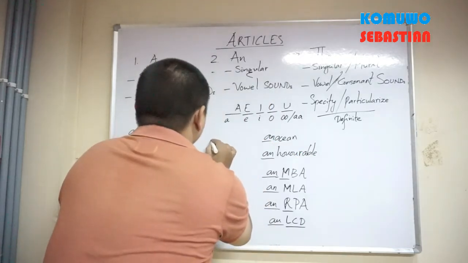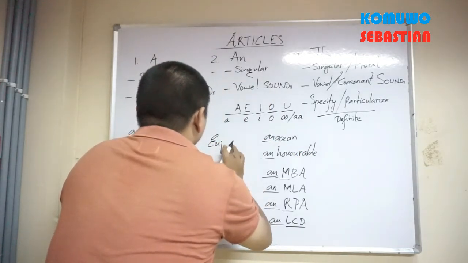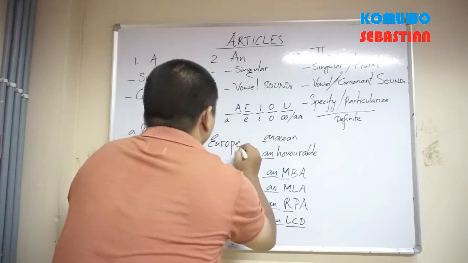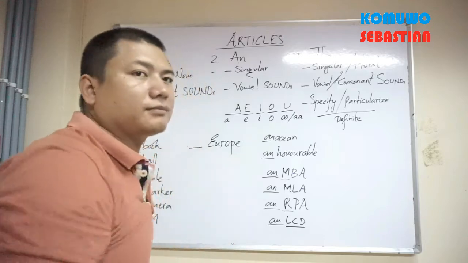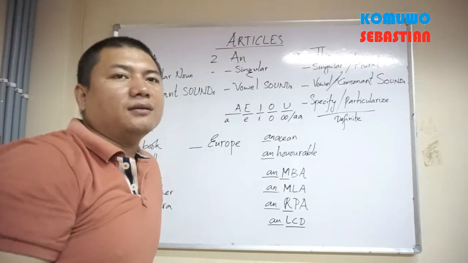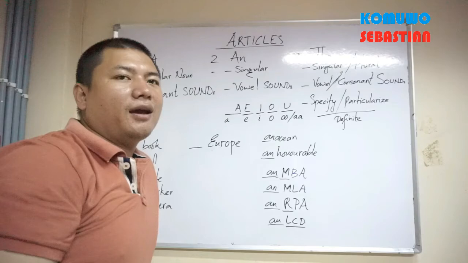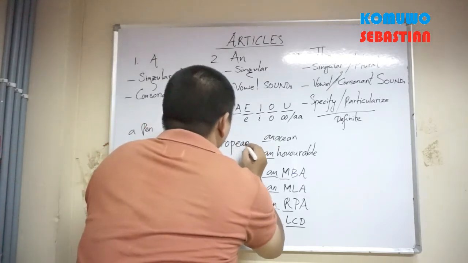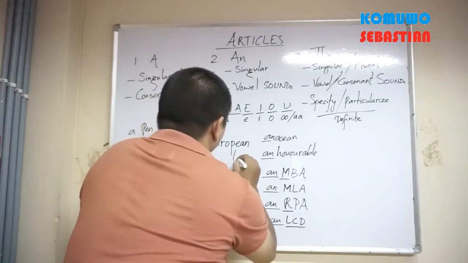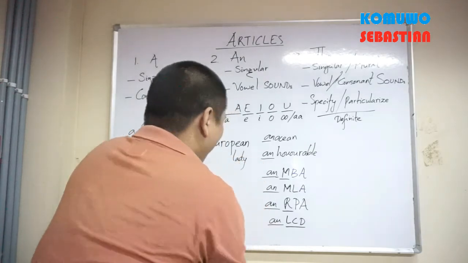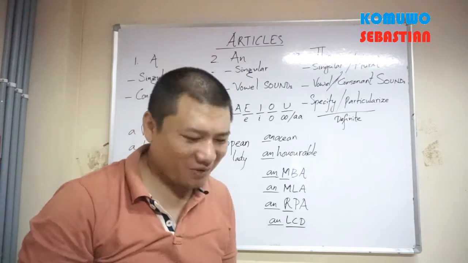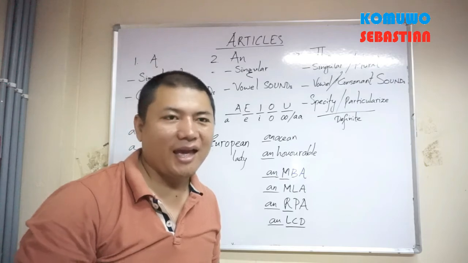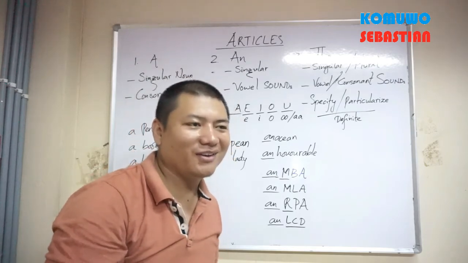Let us go for this. Europe. What do we use here? A or an? A. Or let's say European. European lady. An European? A European lady. A or an? An European lady? No, yeah, a European lady.